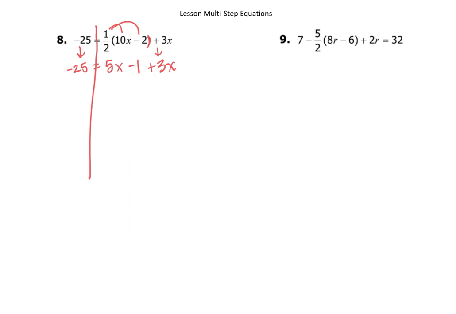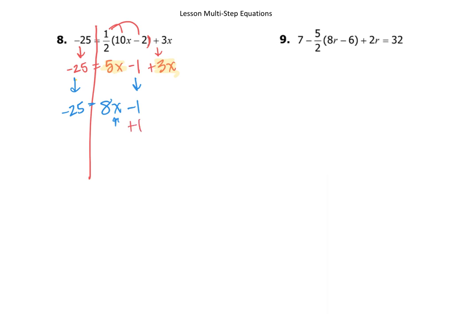Okay, I will not have any like terms on the left because there's only one term, but I will have like terms on the right. That would be 5x and 3x. So again, we're going to bring down negative 25 equals 5x and 3x make 8x, and bring down negative 1. Okay, we're trying to isolate this x. So we're going to move any addition or subtraction that's happening on the same side of it.